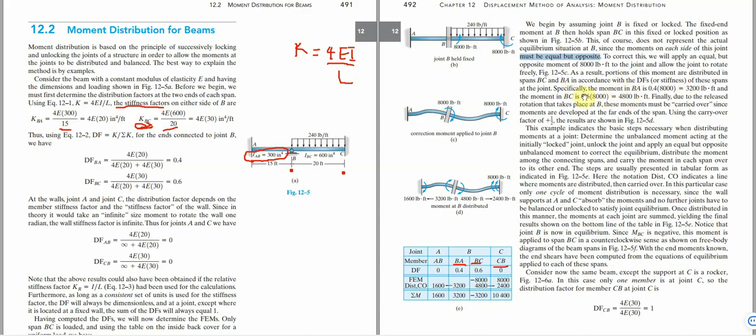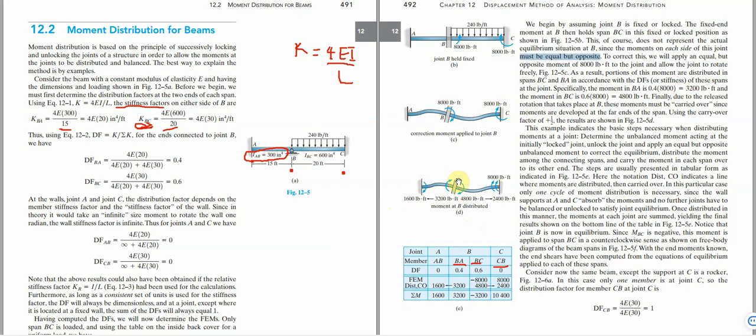Now the moment at BA is 0.4 times this 8,000, while the moment at BC is 0.6 times 8,000. So we have BA to be 3,200, and this side is 4,800, out of the total moment acting on this particular point.